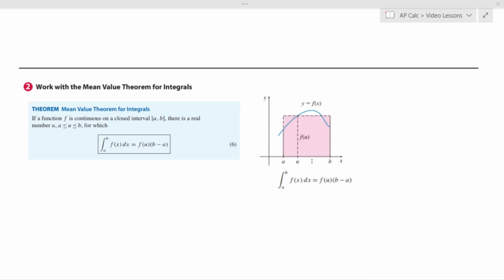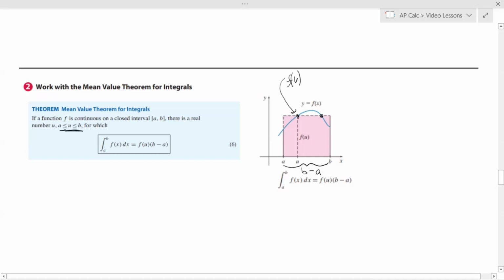So the width of this rectangle right here is b minus a. And the height of the rectangle, either here or here, is f of u. And that value of u is going to lie between a and b somewhere. Now, there doesn't have to be a unique value of u. The function can reach that height more than one time as illustrated in this picture.